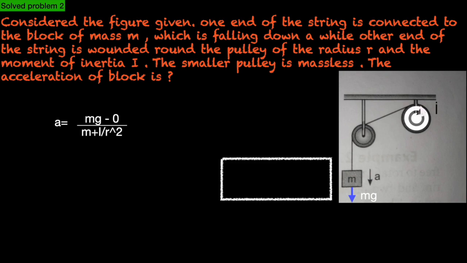Where does this I by r square come from? Because the pulley given in the question has some moment of inertia, so it will be rotating, and I is equal to m dash r square. After substituting the value, we got m dash is equal to I by r square. So I'm putting this value in and got the total mass of the system. The question already mentions that this smaller pulley is massless, so I'm not calculating its mass. I'm simply calculating the mass of the block and the mass of the big pulley. After substituting, we got our expression as mg divided by m plus I by r square.